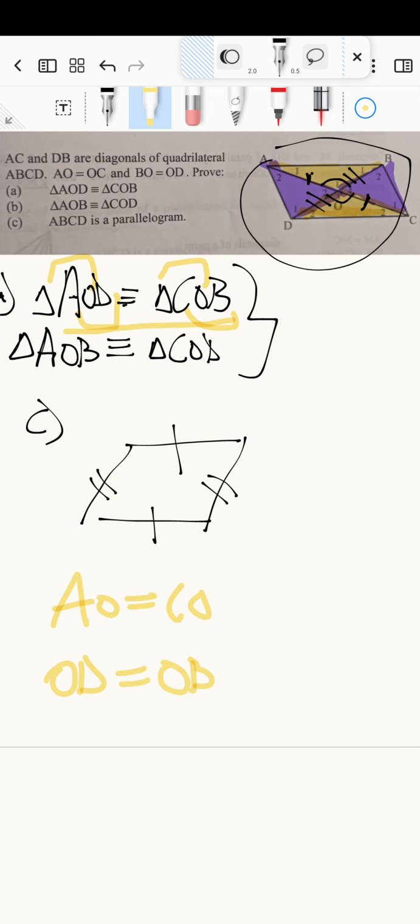Then I also know that AD and CB are equal. How do I know that? The order of my letters. If I look at my picture, AD is this one.